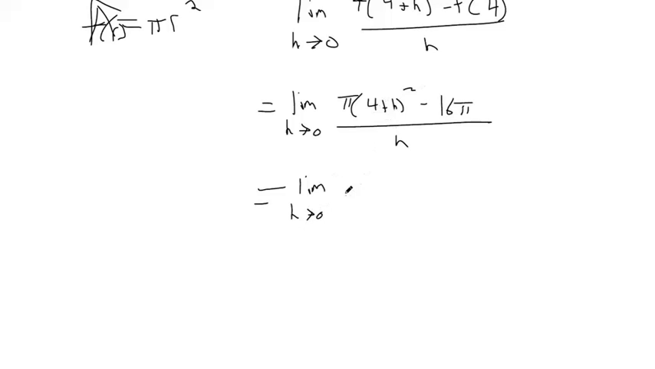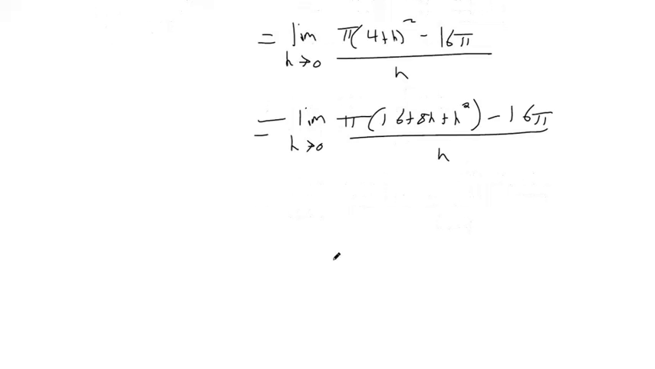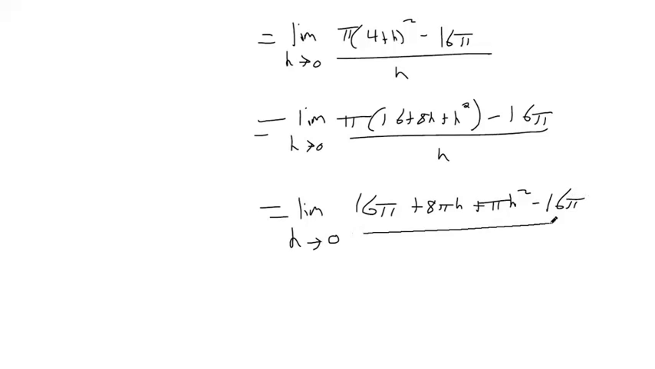And then 4 plus h squared, that's 16 plus 8h plus h squared, minus 16 pi. It's all being divided by h. And then we can distribute that pi. The whole reason we're doing this is because if you've seen this formula before, eventually stuff cancels out and you can factor out an h. If you distribute that pi to everything, then it's 16 pi plus 8 pi h plus pi h squared minus 16 pi. It's all being divided by h. Look, the 16 pi and the minus 16 pi cancel out.